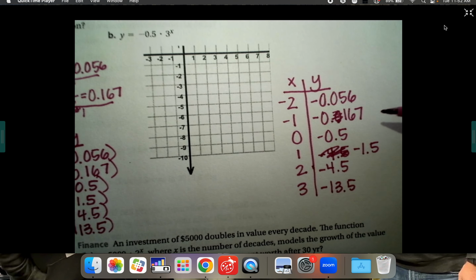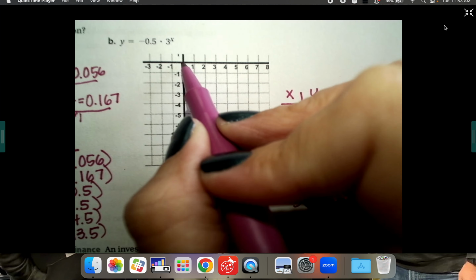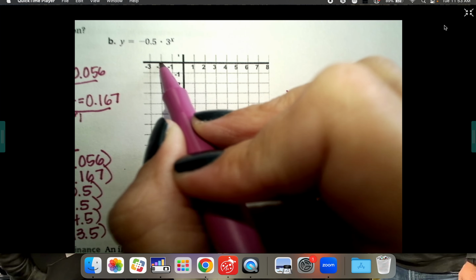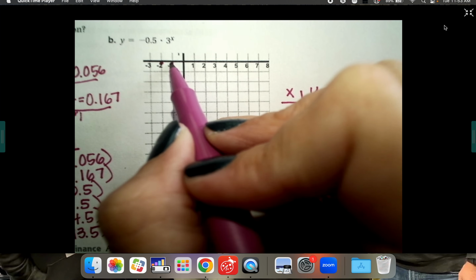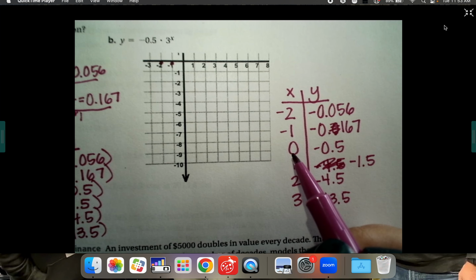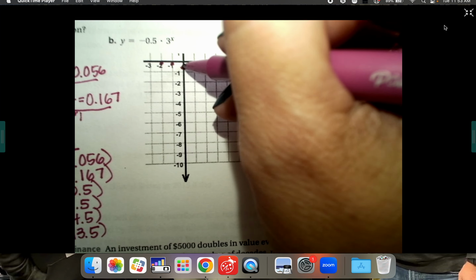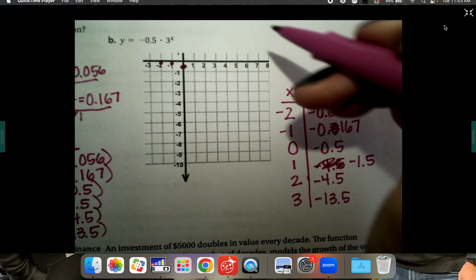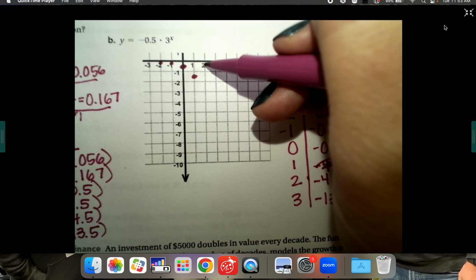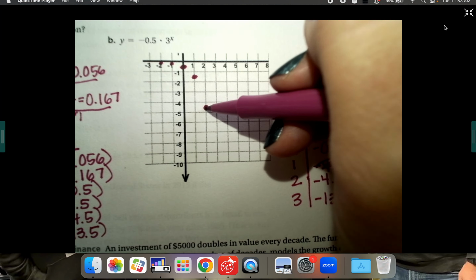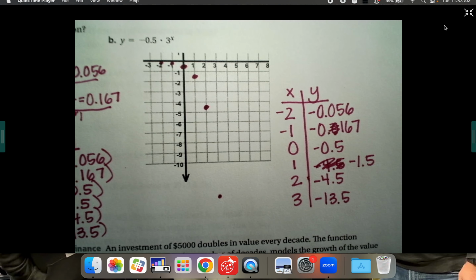Okay, let's look at how these look on a graph different. -2 and then really tiny. -2 and negative barely. -1 and still tiny, still basically right there. 0, -0.5. So 0 down 0.5. 1, -1.5. 2, -4.5. And then if we were to do 3, it was already way down here to -13.5.